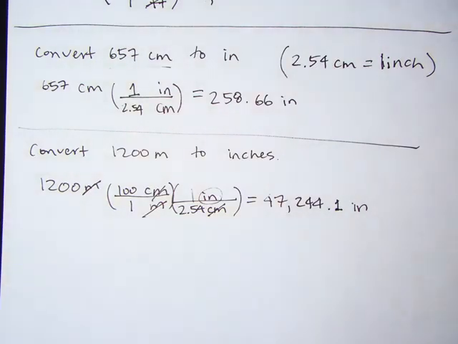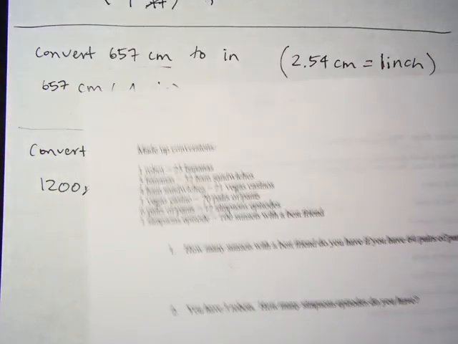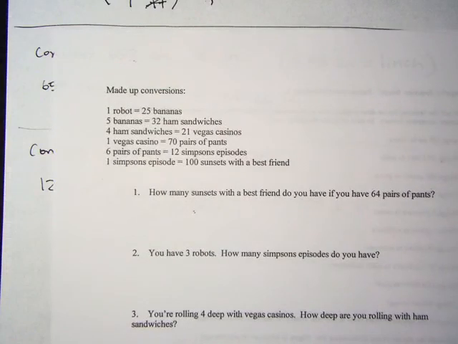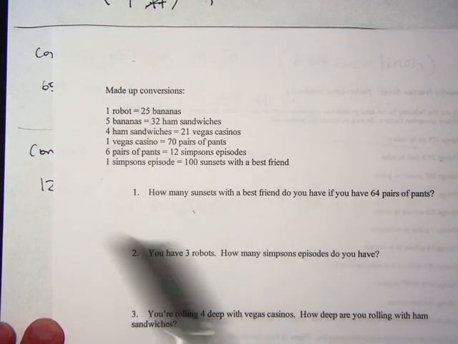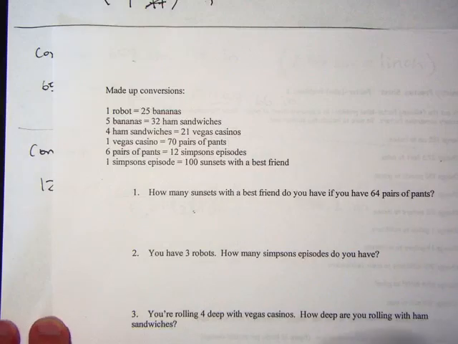The nice part about this is that even if stuff doesn't make sense, you can still solve the problem as long as you have the equations or the conversion factors. So here's a set of conversion factors that I made up. Like 1 robot equals 25 bananas, or 5 bananas equals 32 sandwiches. I mean, none of this makes any sense. But as long as I have this section right here, I can answer any question about those because I have the conversion factors necessary to get me from one thing to the next.